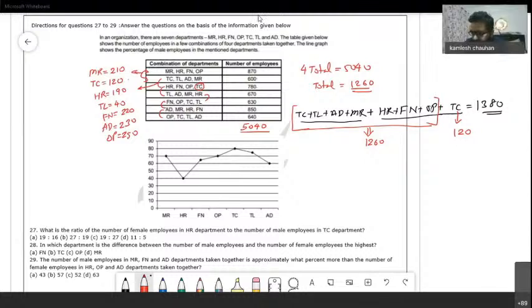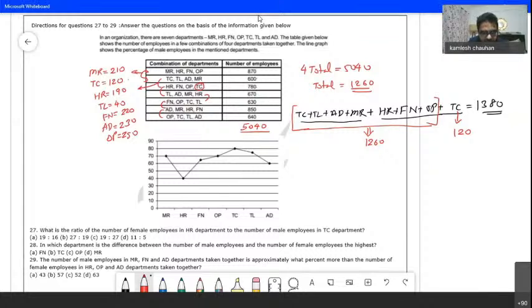Okay, question number 27. What is the ratio of the number of female employees in the HR department to the number of male employees in the TC department? So I'll write HR department. This is the given percentage of male, so female will be 60% in the HR department, 60 percentage of 190, which is the HR department, divided by TC department.